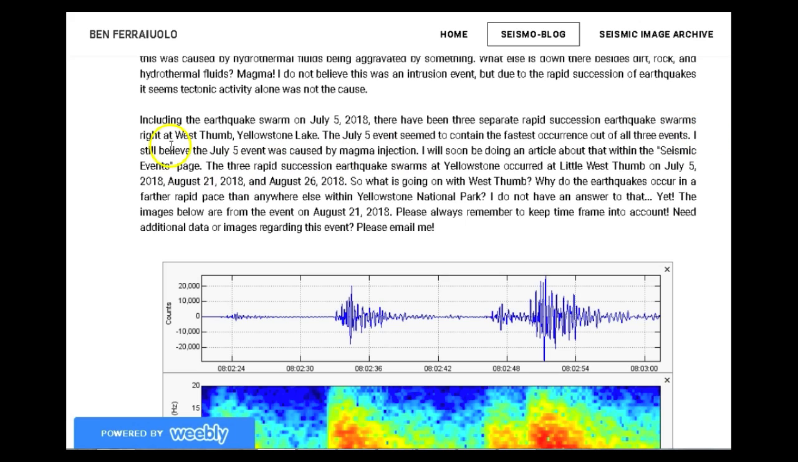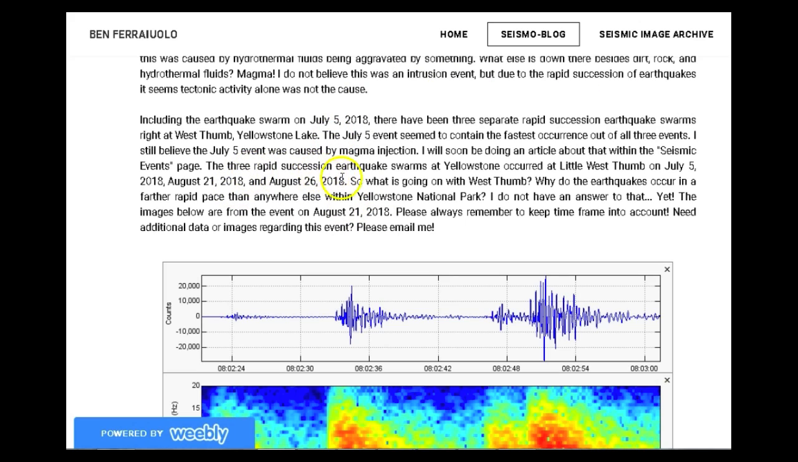It is still my opinion that the July 5th event was caused by magma injection. I will soon be doing an article about that within the Seismic Events page. The Seismic Events page really is the least constructed page out of all the pages on this website.